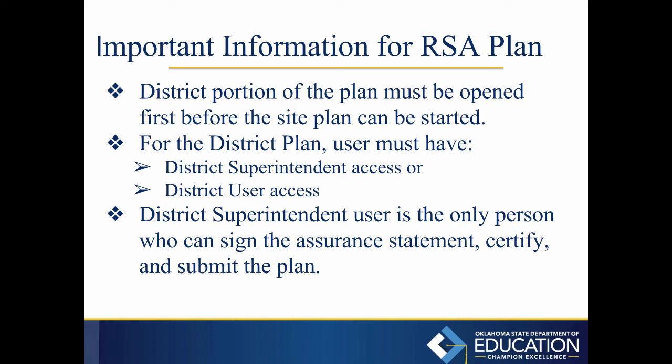The district superintendent user is the only person who can sign the assurance statement and certify the plan for the entire district. If you have 5 elementaries, they have 5 different site plans, and those site plans have to be finished before your superintendent can certify for your whole district. That is correct. Those plans have to be completed before he or she can certify them.